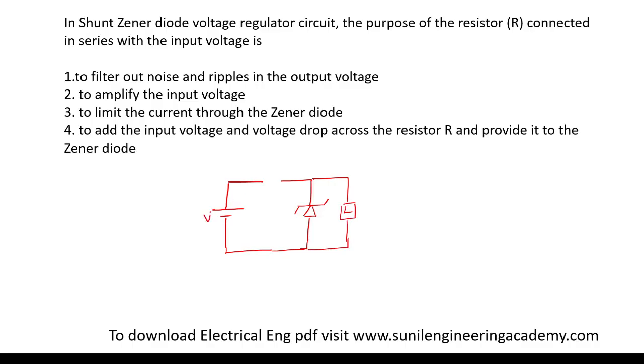Okay, so the input voltage; here we connect the series resistor. What is the purpose of the series resistor? Whenever we connect a resistor, what is the primary purpose? It limits the current. So it reduces the current flow through the Zener diode, and then the Zener diode will be safe. Otherwise, there is a chance of damage to the Zener diode. So the primary purpose of this series resistor is to limit the current through the Zener diode. Coming to the next question.